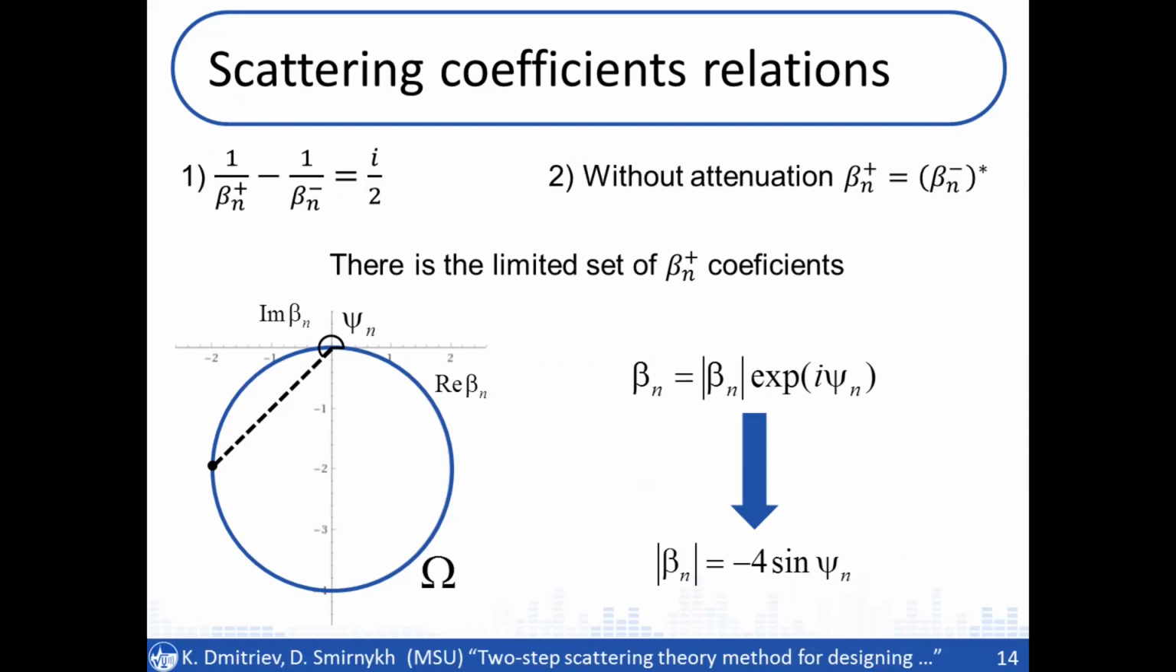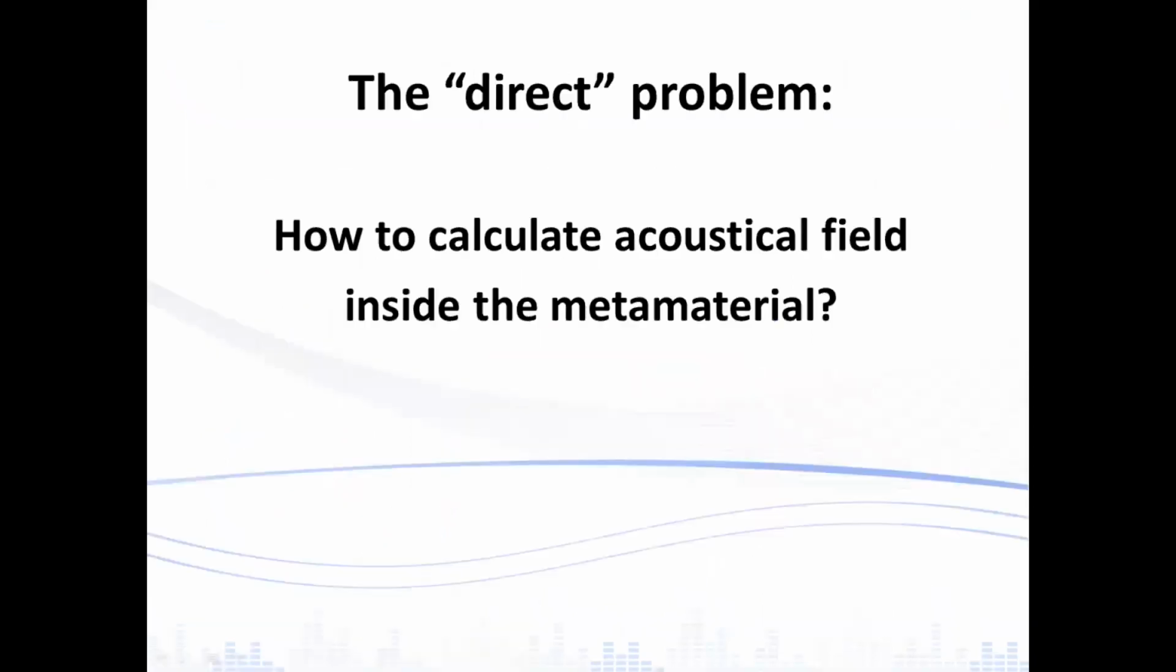We can draw the scattering coefficients on the complex plane, and we can see that they form a circumference omega. This fact is very important. Using only phase C, we can describe all scattering processes inside an inhomogeneity. And you can see that geometrically C is just an angle between 0 and minus pi. If attenuation exists, corresponding coefficients lie inside the circumference.